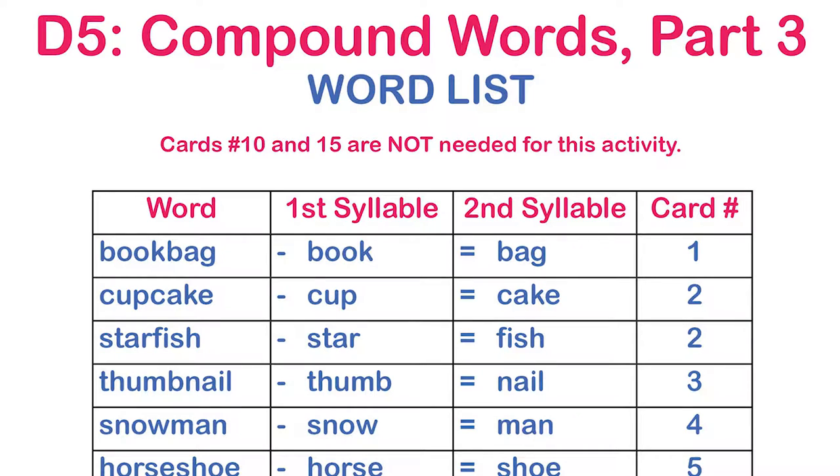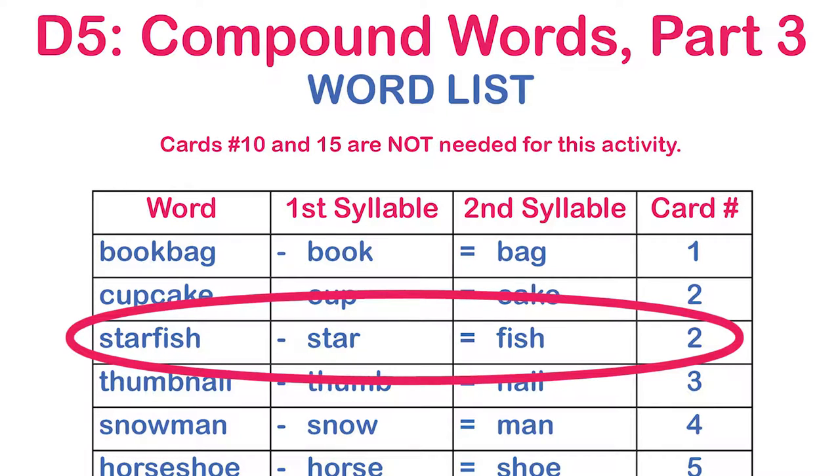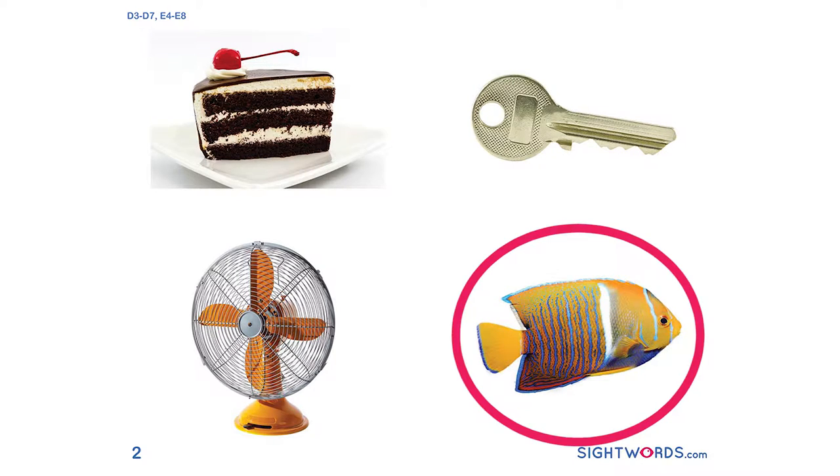Before you start the game, print out the picture cards and the word list from our website. The word list will show you which card to use for each round of this activity. For example, for the word starfish, the list refers you to card number 2, which has a picture of a fish. Before each round of the game, go through the images on the picture card with your child to make sure she knows the correct word for each picture.